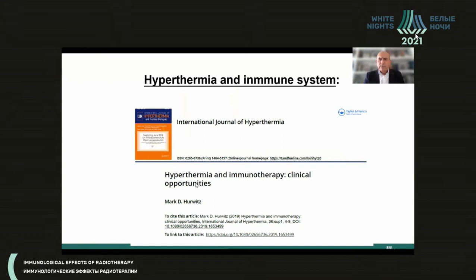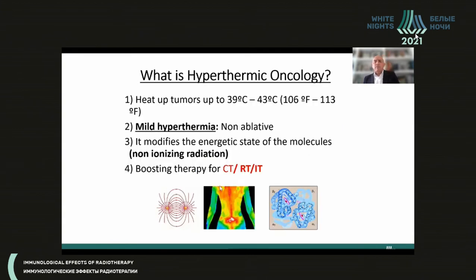And now I would like to stop only 2 minutes to present you another very unknown way of enhancing the immune system response by using a technique called hyperthermia, as Professor Mark Hurwitz, director of the Radiation Oncology Department at Thomas Jefferson University in Philadelphia, describes in his publication as a clinical opportunity. But what is hyperthermia?